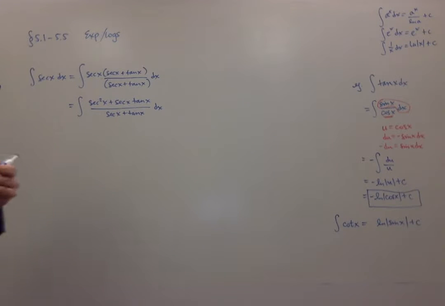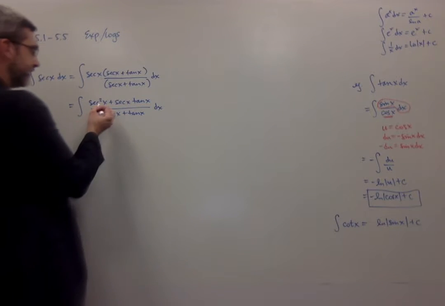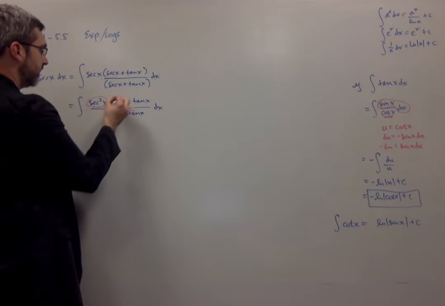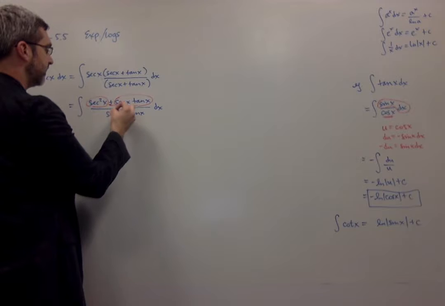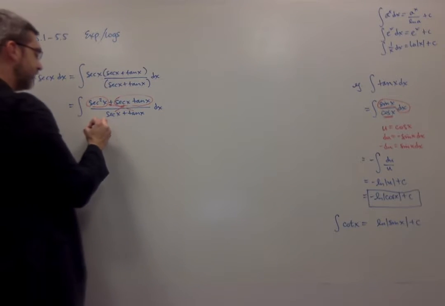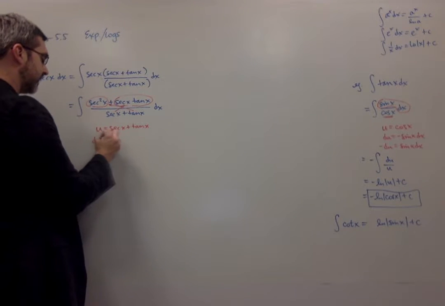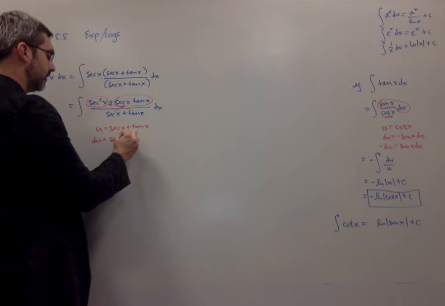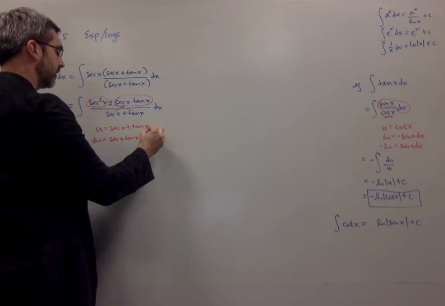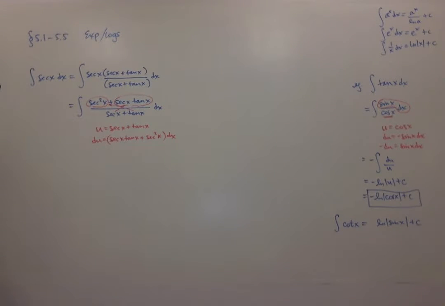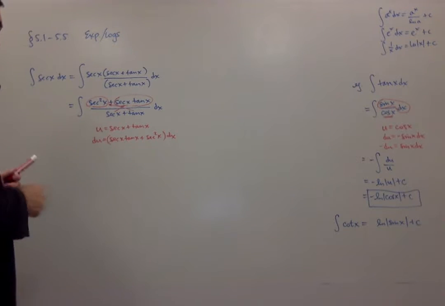Does anybody notice anything about the bottom and the top, the relationship between those? This is where the trick comes in handy. Notice that secant squared x is actually the derivative of tangent, and secant x tangent x is actually the derivative of secant. So if you let u equal the bottom, it turns out that the top is actually cooked up to be the derivative of the bottom. Isn't that crazy? It just happens to work that way.